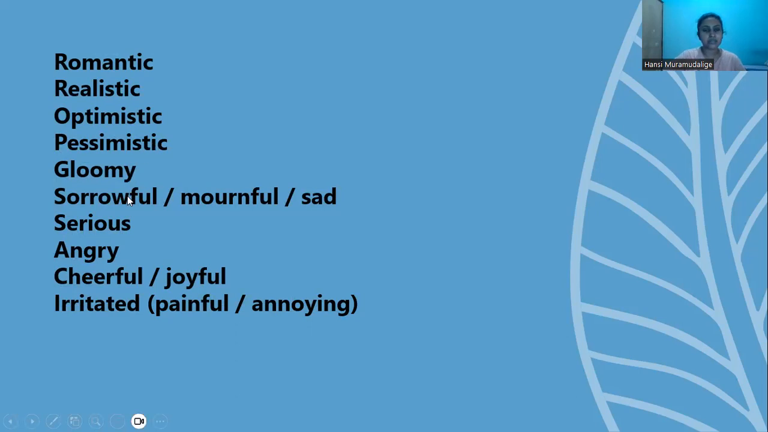Gloomy. Very dark. Okay? Like some dark feelings are there, dark attitudes are there. Okay? Sorrowful, mournful, or sad. You know, sad. So all these things are the same. Serious, angry, cheerful or joyful, irritated. That means very painful, annoying. So there are so many, right?